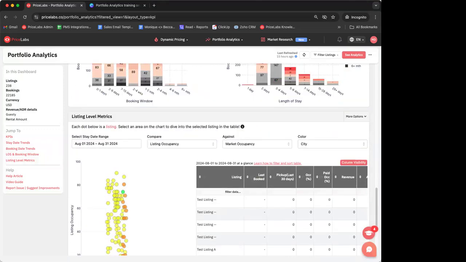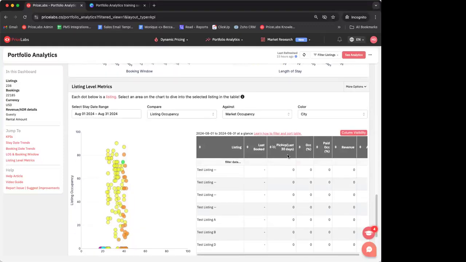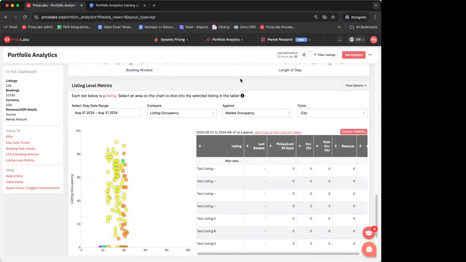Any questions? Go ahead and drop them in the chat. I'm going to start going down to the listing level metrics. This is going to be really helpful for people who are managing a large portfolio to identify outliers in performance. By default, we're showing you the listing occupancy compared to the market occupancy. If I hover over one of these dots, this listing's occupancy is at 87.1% and the market occupancy is at 40%. So this is outperforming the market.